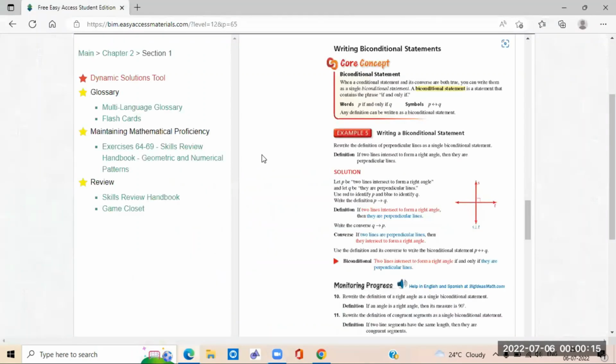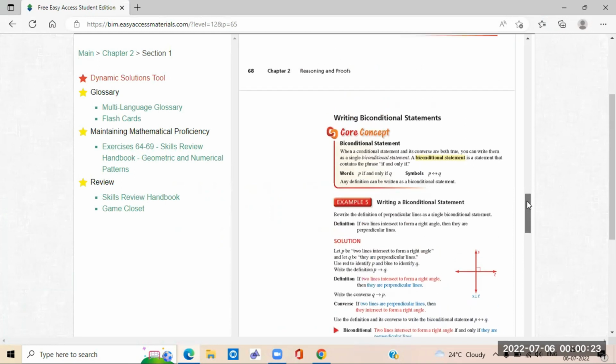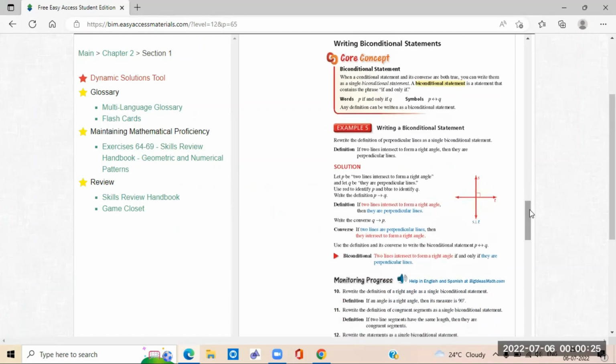So we have seen in the previous classes, we have started with the second topic, second chapter, reasoning and proofs. In that we have completed the conditional statements, the converse, the negation of a statement, the inverse, contrapositive, all of these statements we have seen. Now in the next class from today, we are going to continue with the topic and see the biconditional statements.